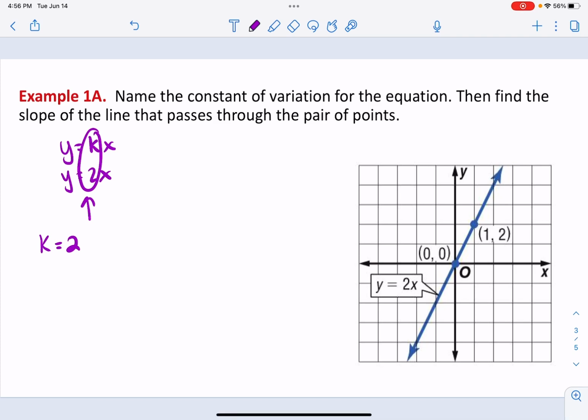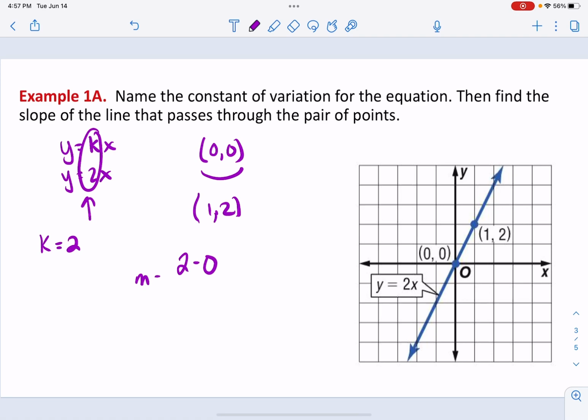Now finding slope. We have 2 points. One of them is 0, 0. And one of them is 1, 2. So we do 2 minus 0. Our slope is 2 minus 0 over 1 minus 0, which, I know why I wrote m there, because I wasn't thinking. This is equal to 2. So our constant of variation and our slope end up being the same thing.